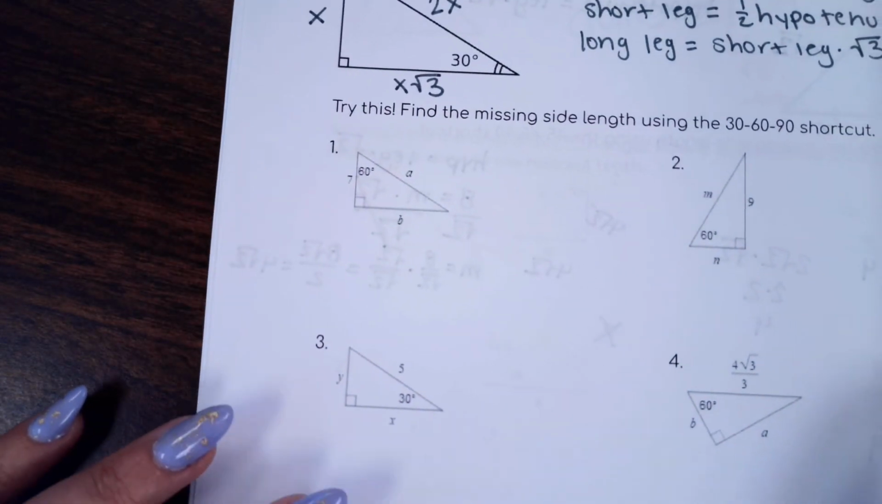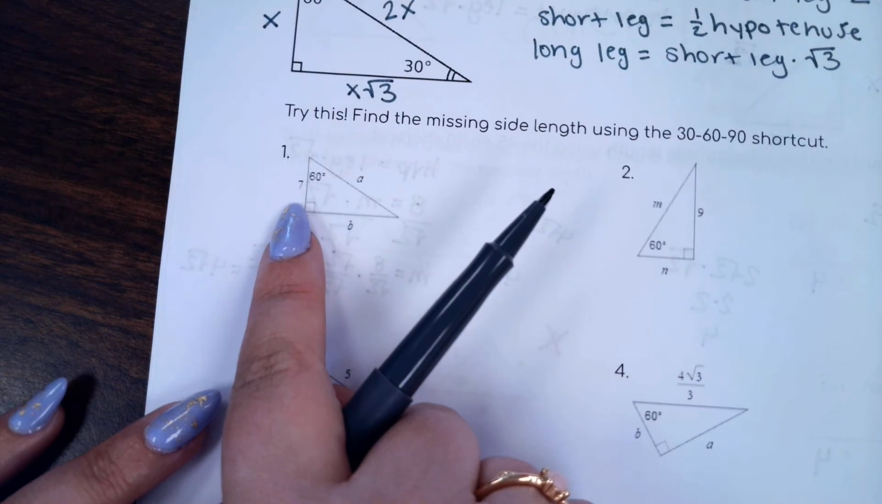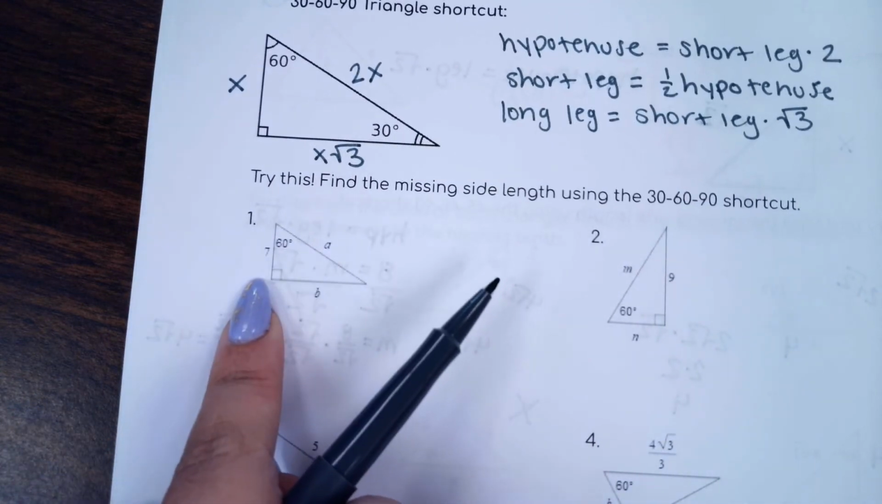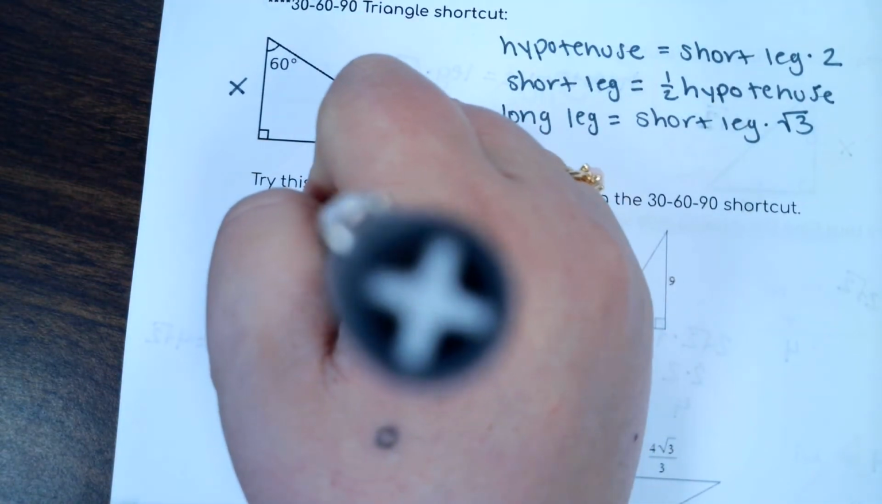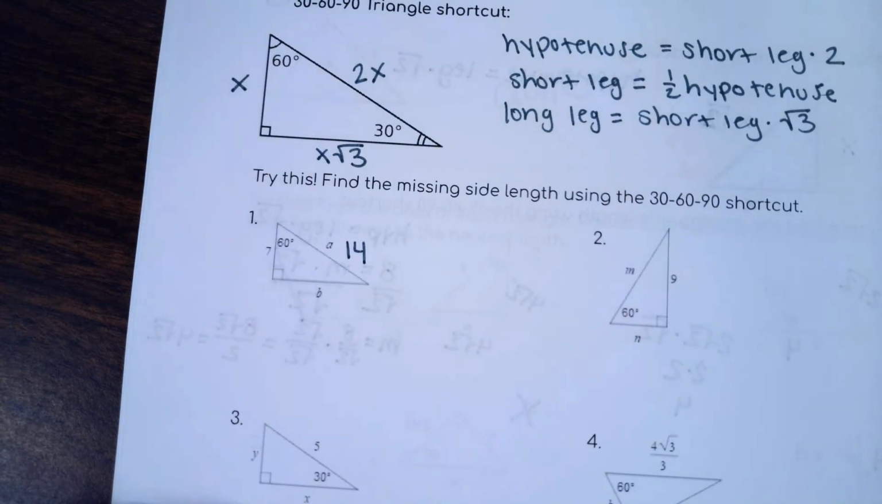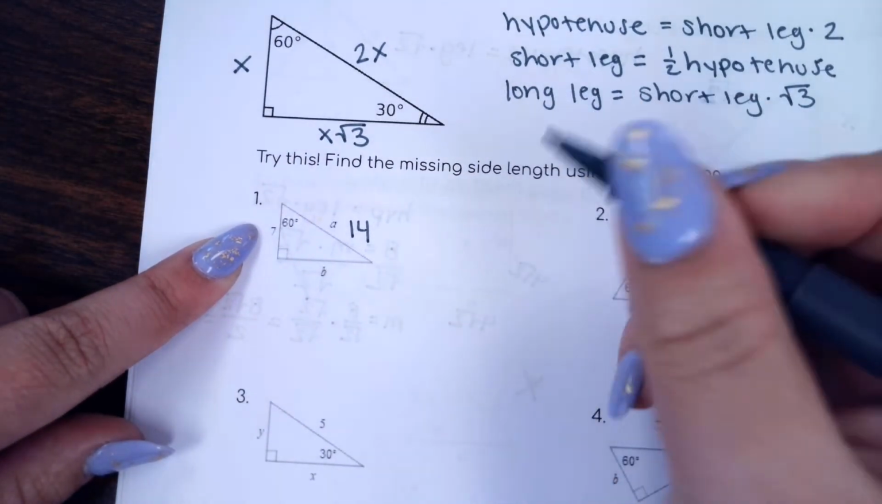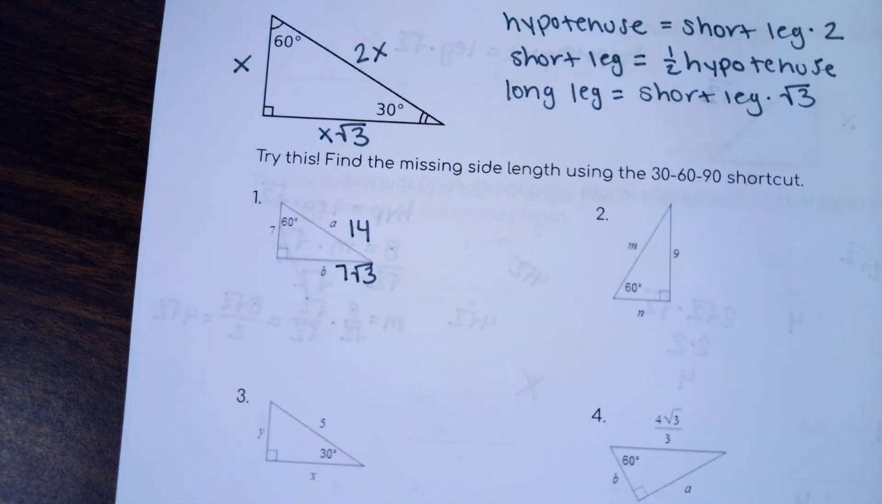All right, let's look at number 1. So when we're given the short leg, that kind of makes our job easier because that's what everything's based off of. So if my short leg is 7, my hypotenuse is 2 times that. So that's going to be 14. If my short leg is 7, my long leg is just 7 times the square root of 3. And that's it. When our short leg is an integer, it makes our job very easy.